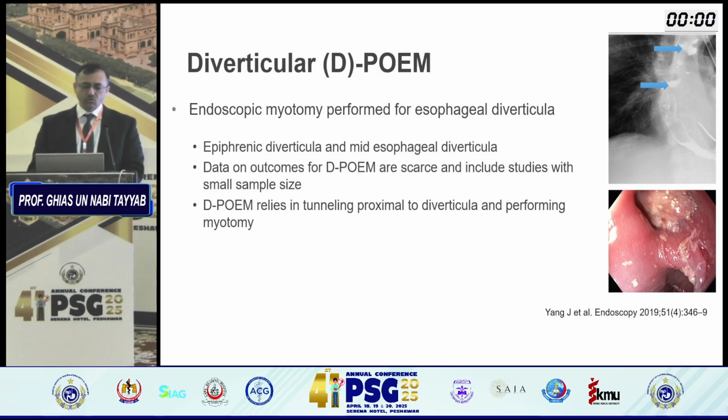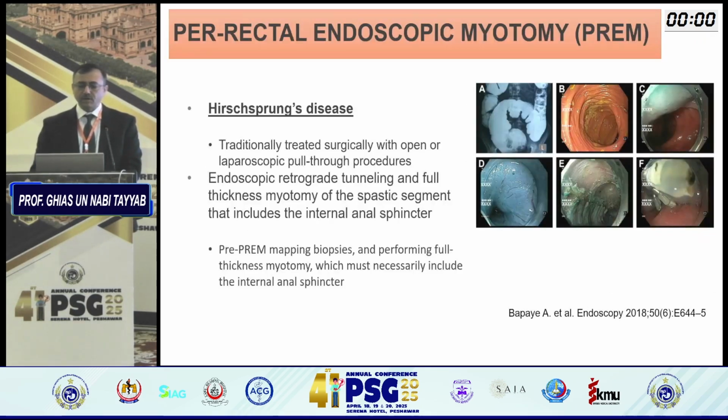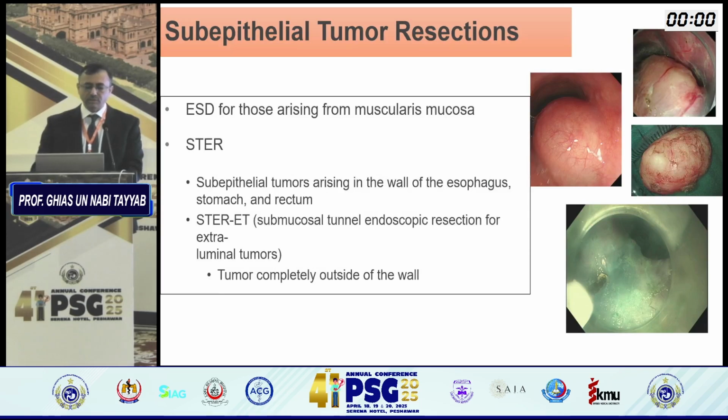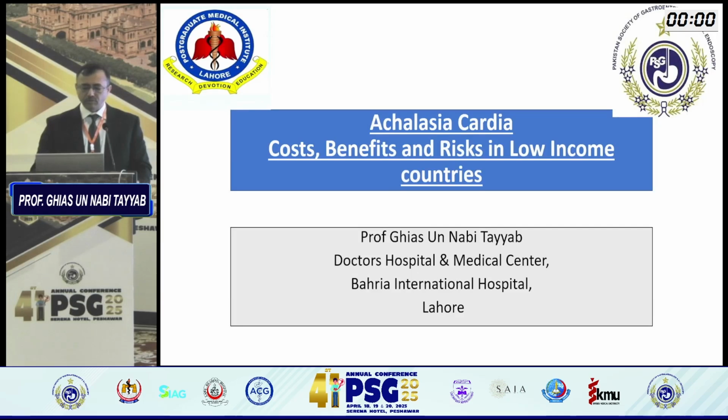Similarly, we can do DPOM, and at the same time, we can do PREM in cases suffering from Hirschsprung disease. Subepithelial tumor resection can be done in exactly the same fashion, with exactly the same technique. Personally, I have not done any, but people in the neighboring country, India, are doing it routinely, and in other parts of the world, again, they are being done routinely.